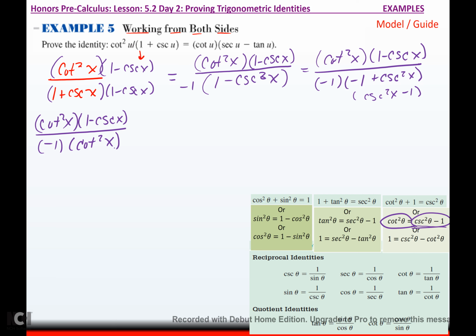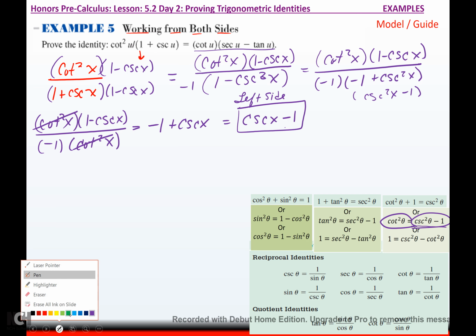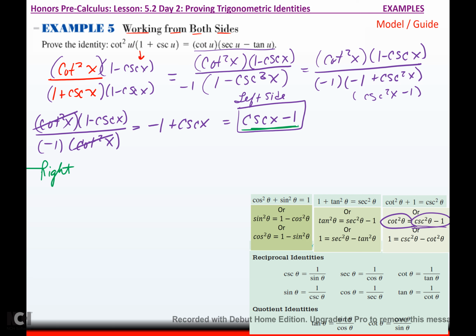So these would cancel, and I end up with 1 minus cosecant x divided by -1, which is going to give me -1 plus cosecant x, which gives me cosecant x minus 1. And there's really nothing else I can do. So that would be my left side as far as I can go. In other words, I can't make this look like that. So now I'm going to switch gears and try working from the right side and see if I can get that to simplify down to this.